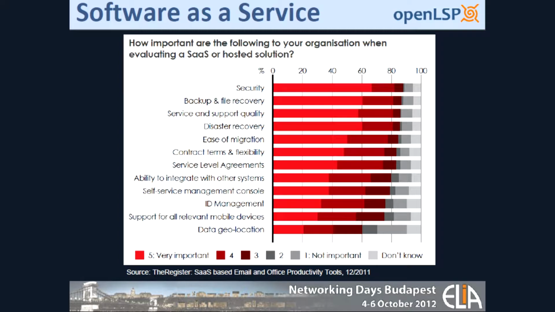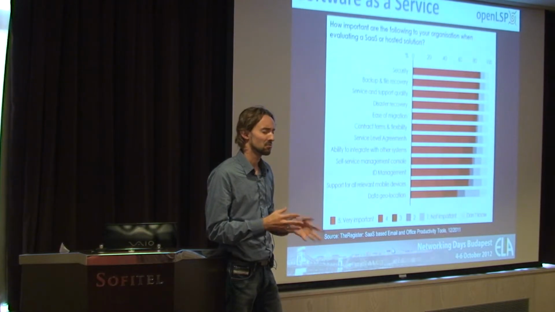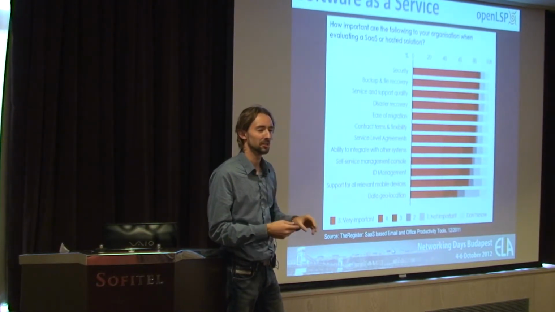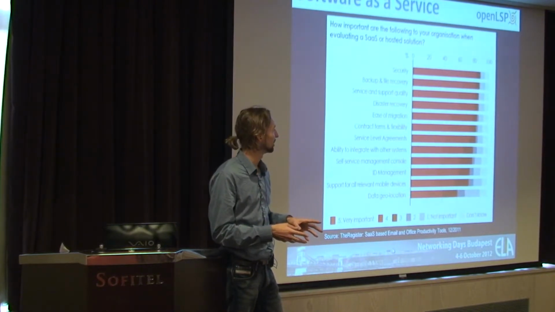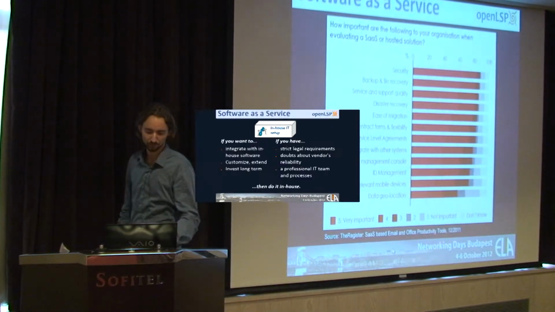Basically, you see in this graph what people are concerned about, what their decision criteria are. And it's mostly about security, backups, what else? It's disaster recovery and, you know, the contract terms. Is there a good SLA, service level agreement? So it's all about trust. It boils down to: do I trust another company to do a better job than I do? And many people answer that with no. But it's something you have to decide for yourself.